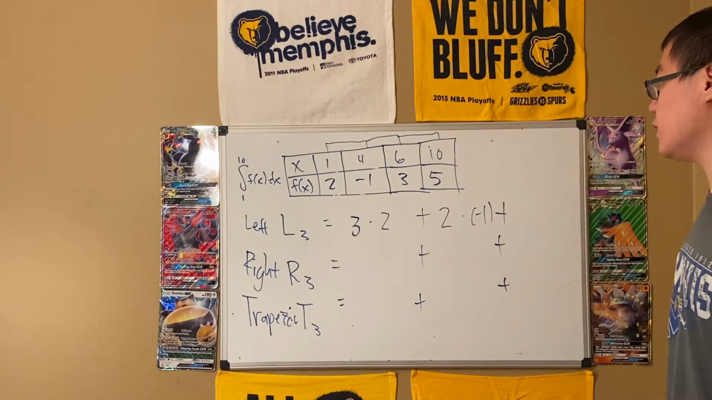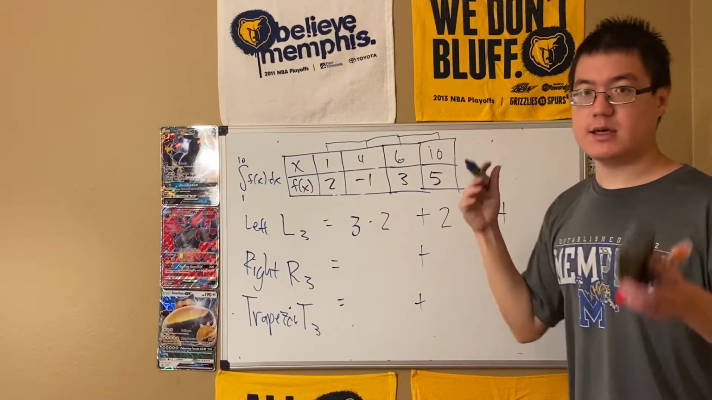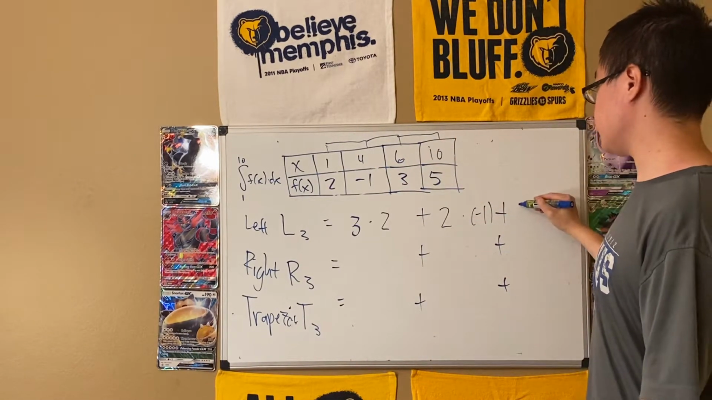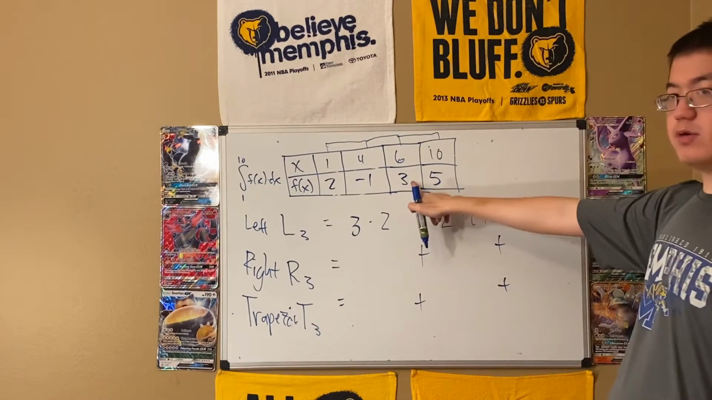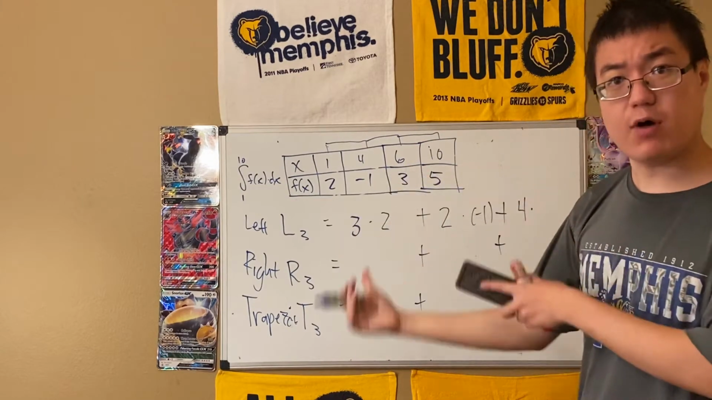Finally, for this last one, it's going to be the difference in the x's. Still, it's always the difference in the x's. So it's going to be 10 minus 6, which is 4. And then we're again multiplying by the left endpoint's y value.